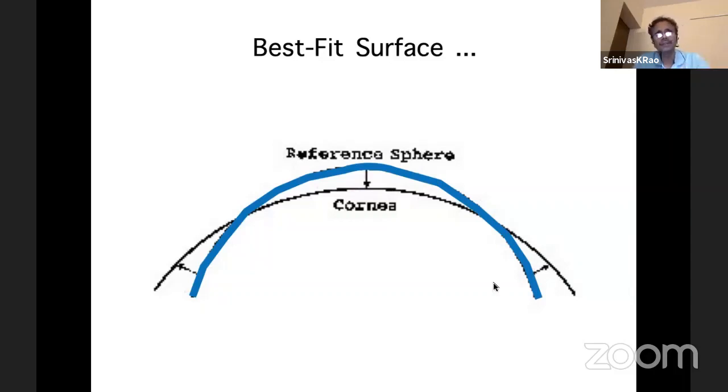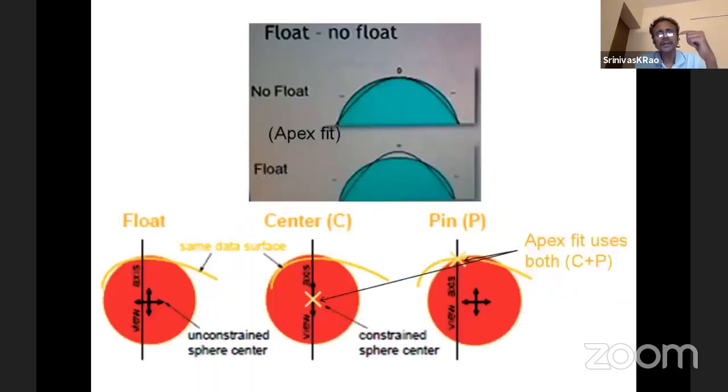Now remember this particular concept, because when we want to look at Pentacam interpretation of corneal curvature and looking at keratoconus, this will become important. So when you draw a reference sphere, there are two concepts. There's something called the float and the no float method. In a float method, basically the reference sphere does not have any particular relevance, or we're not pinning it to the corneal surface. We leave them to float independent of each other, and then we derive the data.